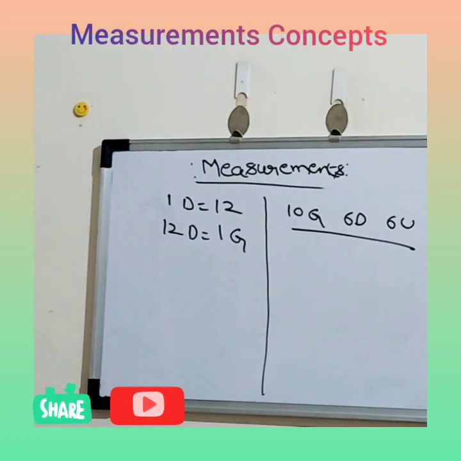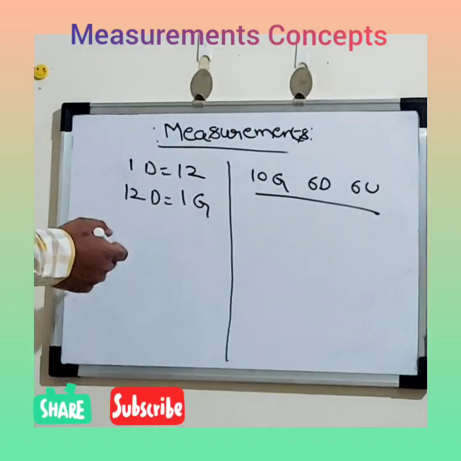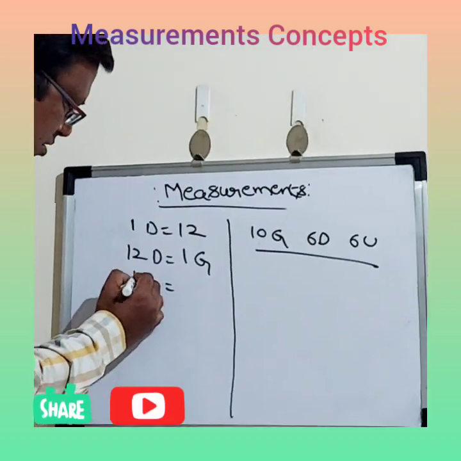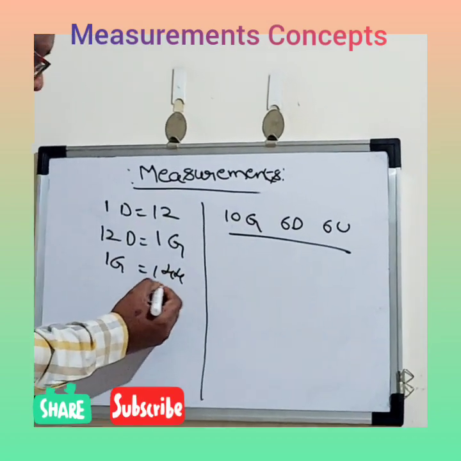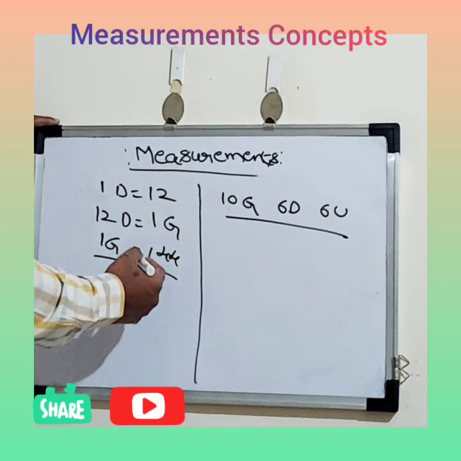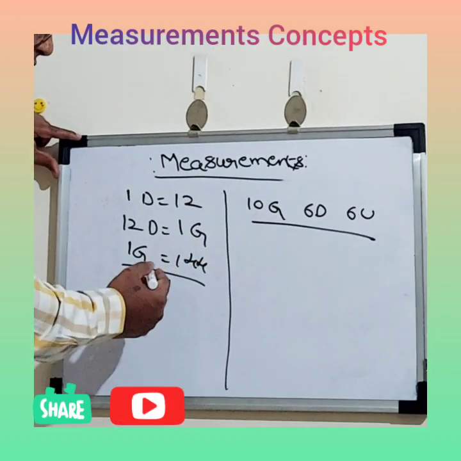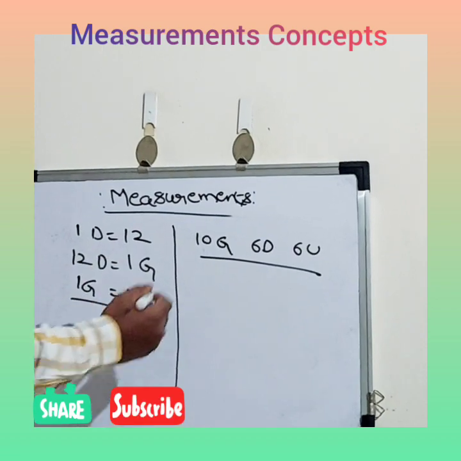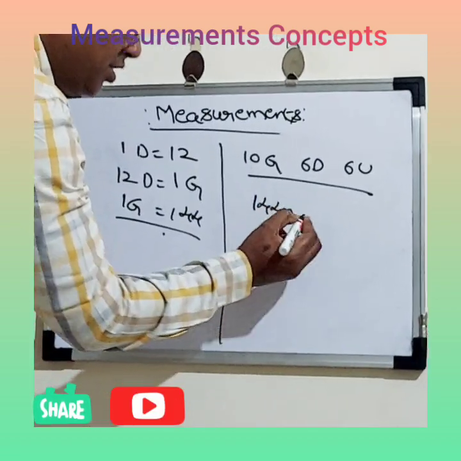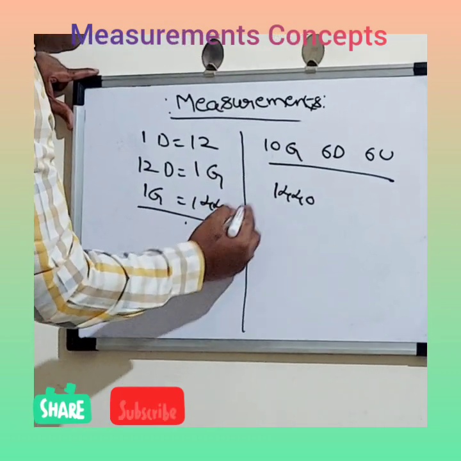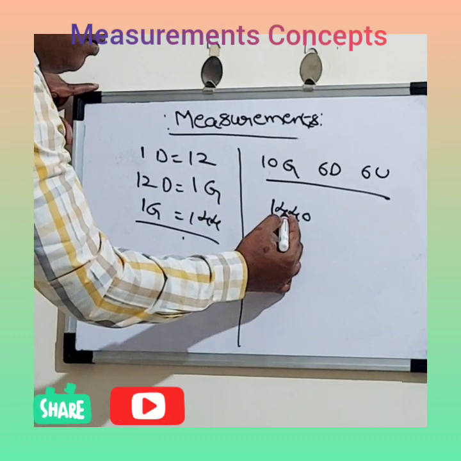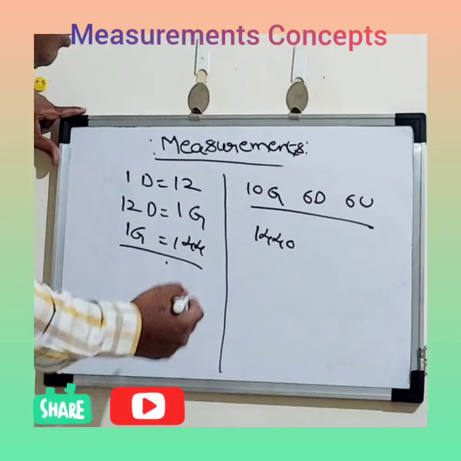If you want to solve this problem, we already know 1 gross is equal to 12 dozen, which means 1 gross is equal to 144 articles. When 1 gross is equal to 144 articles, then 10 gross is equal to 144 multiplied by 10. So 144 into 10 gives 1440.